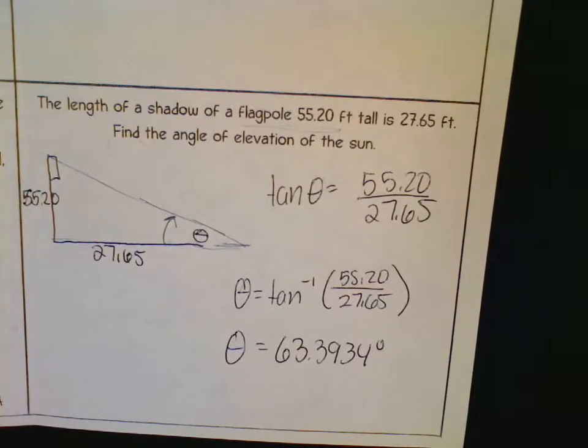Okay, so using tangent we got that the angle of elevation to the top of the flagpole is 63.3934. So remember to write down any questions that you have, and we'll talk about them in class tomorrow.